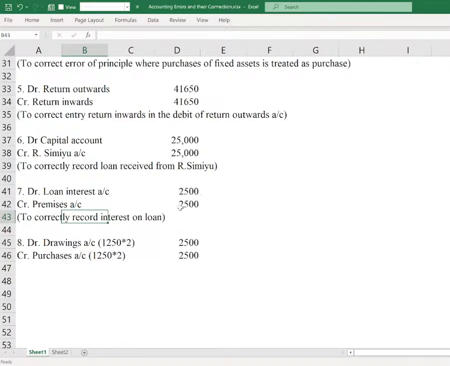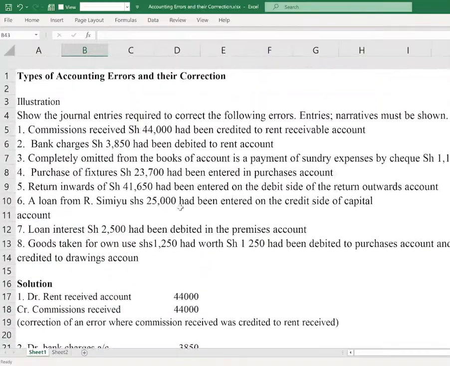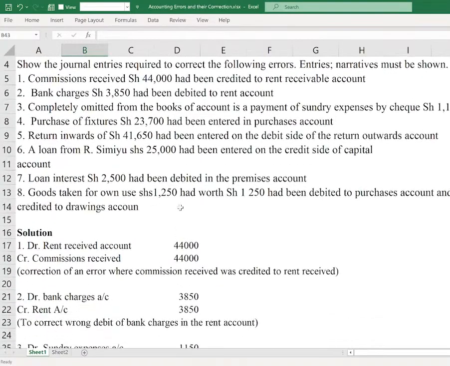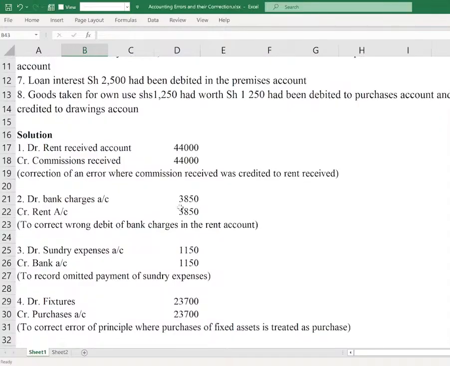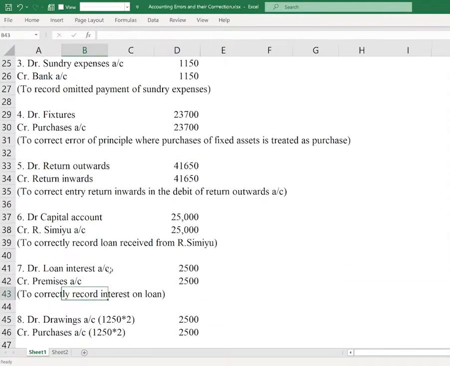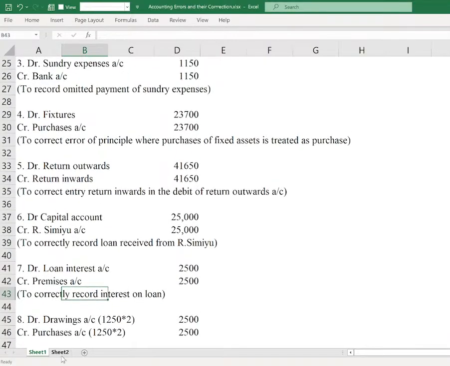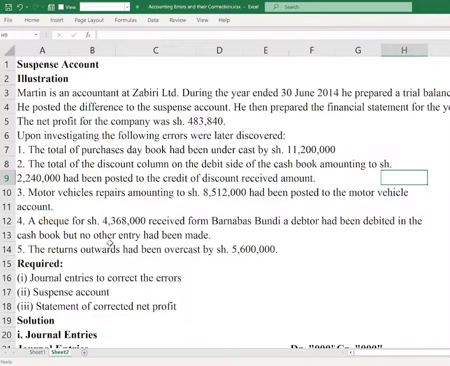So that is all about the types of accounting errors and their correction. Hope you have been taking some notes or screenshotting. Okay, another thing that I wanted to check is the suspense account, so I'd like to take a question on it. Any question about the accounting errors, please comment below.